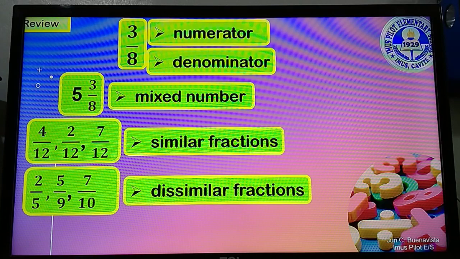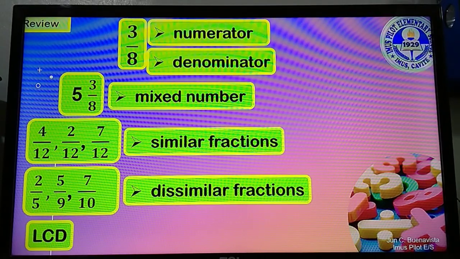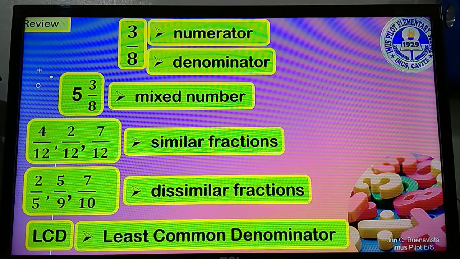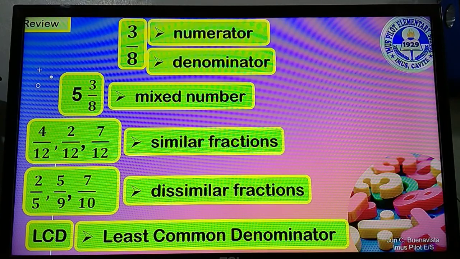In order to change dissimilar fractions into similar fractions, we use the LCD, or the least common denominator. In finding the LCD, that is also called, in whole numbers, finding the LCM, or the least common multiple. And we are going to use that in our lesson today.